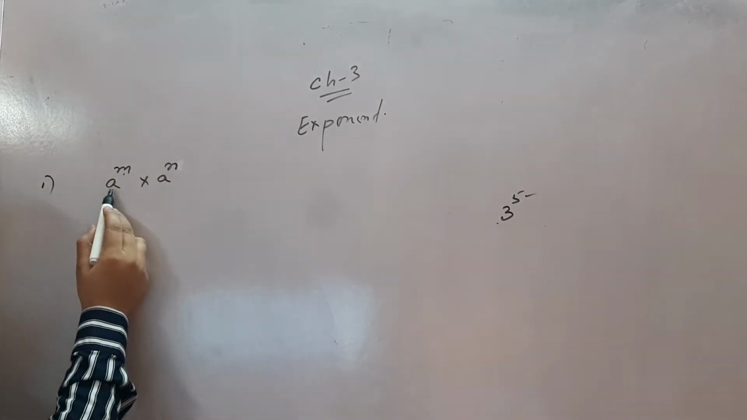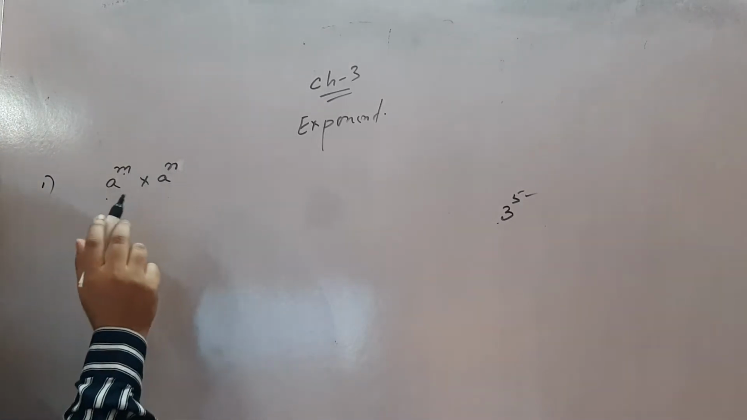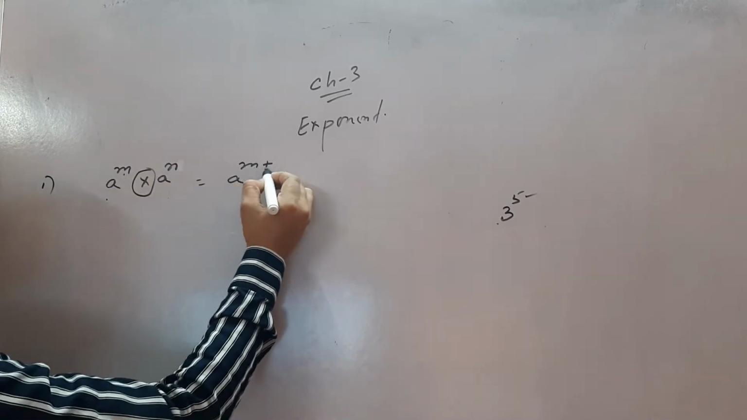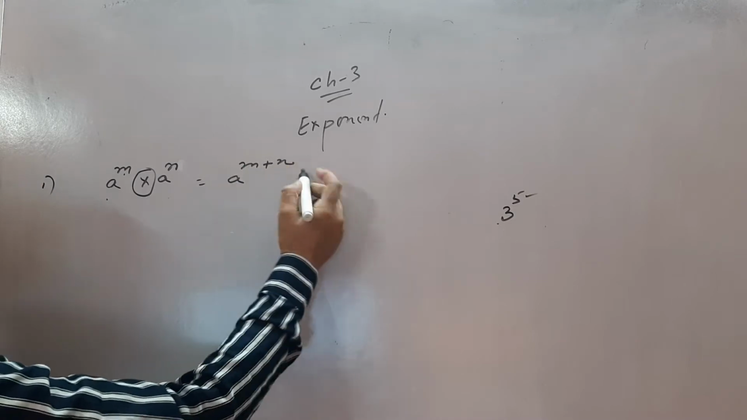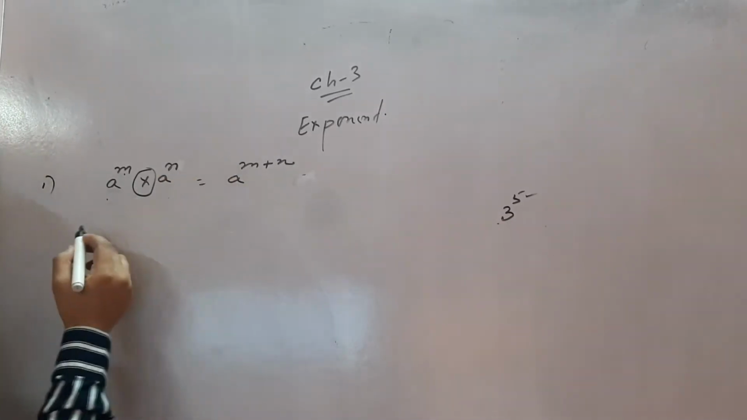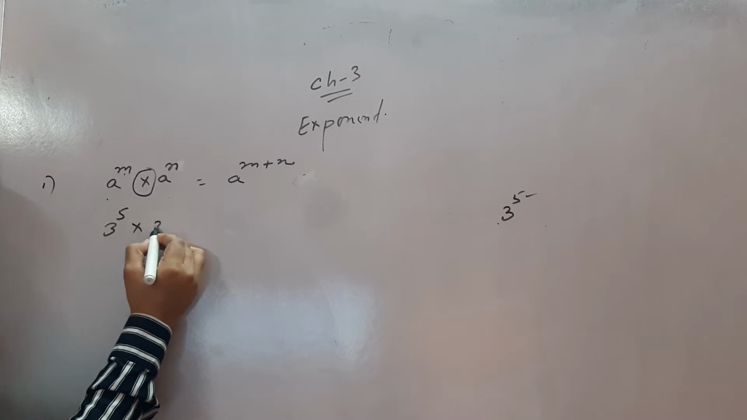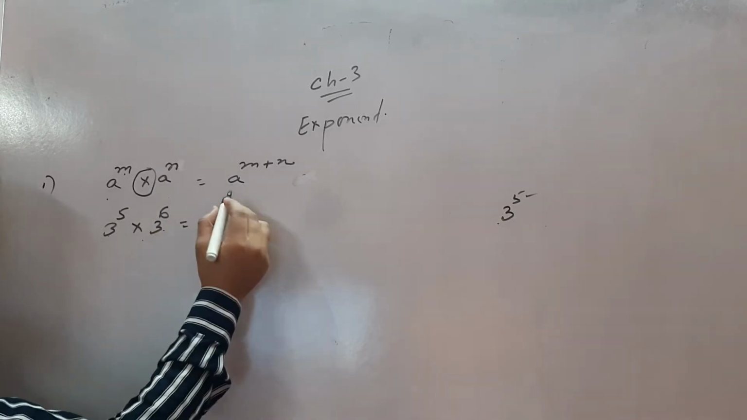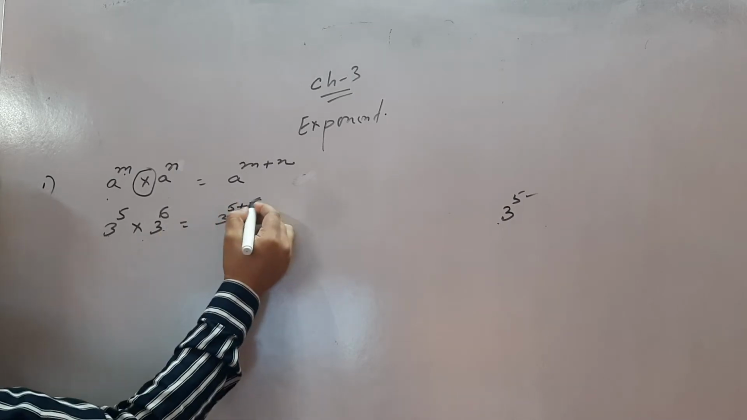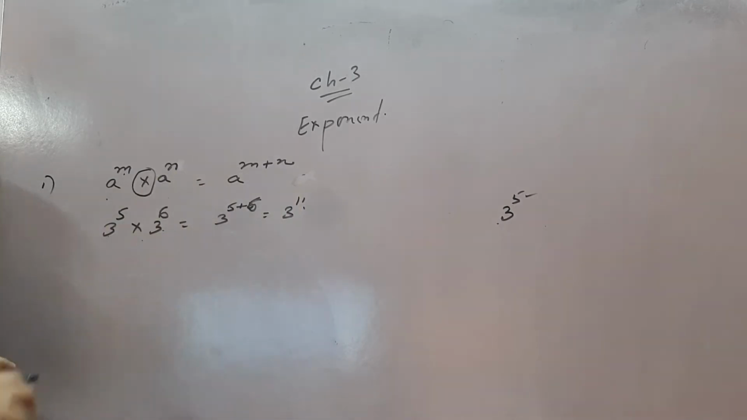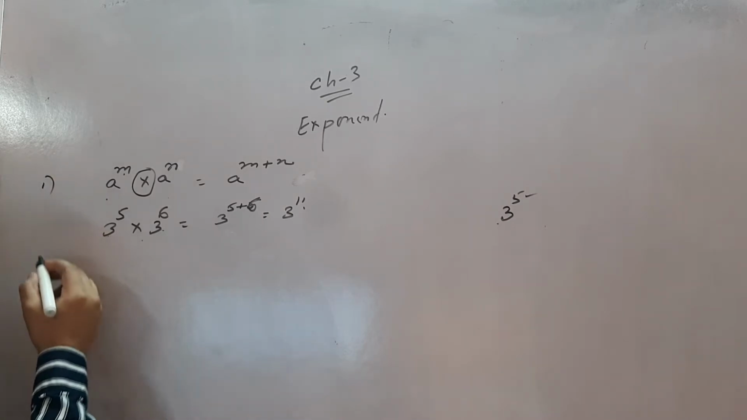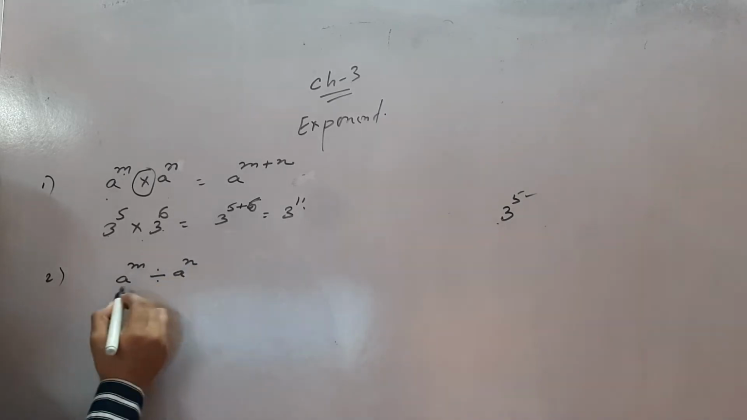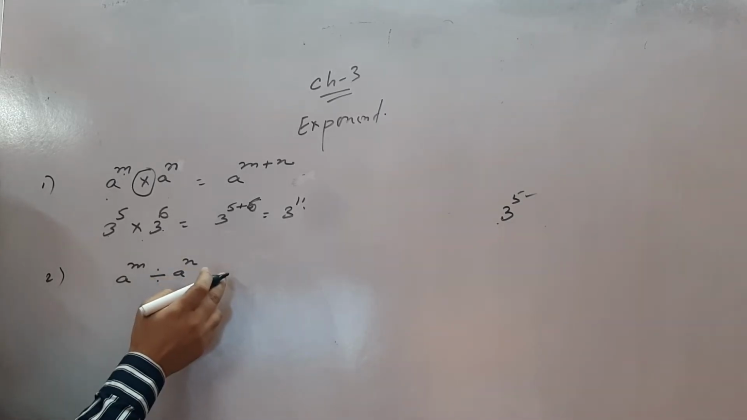When the same base is given with different exponents or powers and the sign is multiply, at that time you add the power. So this is a^m × a^n = a^(m+n). For example, suppose 3 to the power 5 and 3 to the power 6, both bases are the same, you add the exponents, so your answer is 3 to the power 11. Clear?